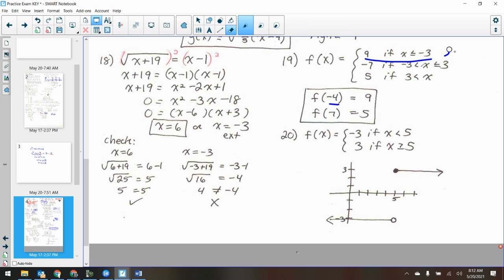And then same thing here with 7. 7 is greater than 3, right? So it fits into that last domain. So it's just 5.